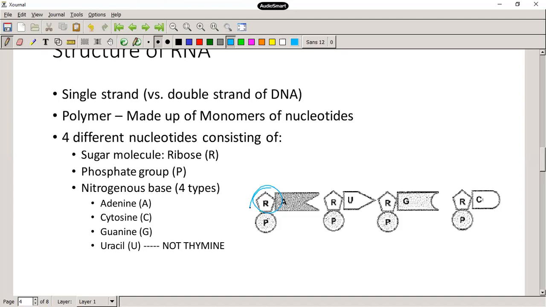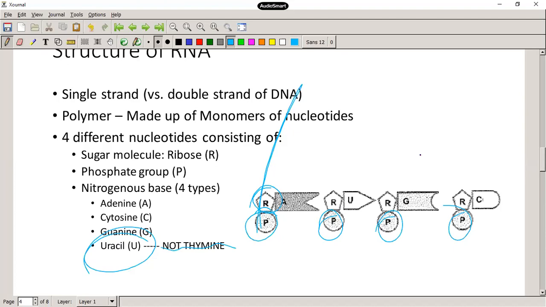We call it ribose because it's got one more oxygen as opposed to deoxyribose, which was one less oxygen in DNA. And then the nitrogenous bases, a phosphate, and of course my sugar and phosphates are going to form a backbone. And then also the nitrogenous bases: adenine, cytosine, guanine, and uracil. And again, not thymine, uracil replaces thymine.